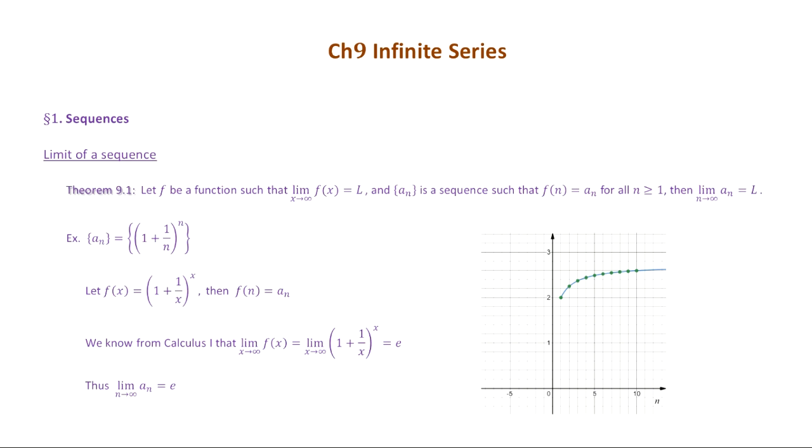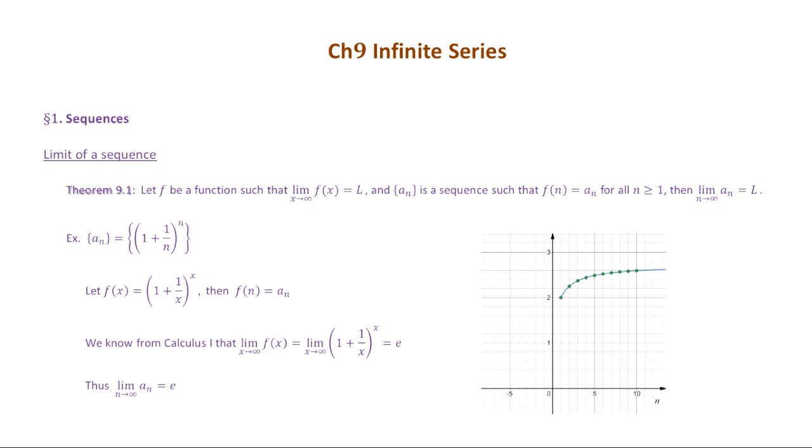So a typical example is the sequence an equals (1 plus 1 over n) to the nth power, okay? So how do we find the limit of this sequence? We can let f of x equal (1 plus 1 over x) to the x. Just change n to x to make it continuous. So that's the function we have. Then obviously f of n equals an. If you just switch x back to n, then you get an in the function.